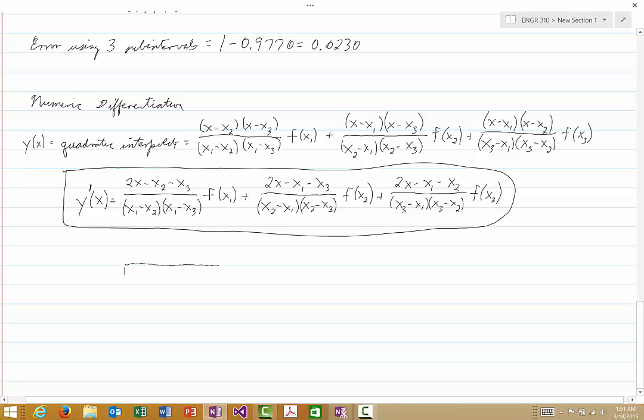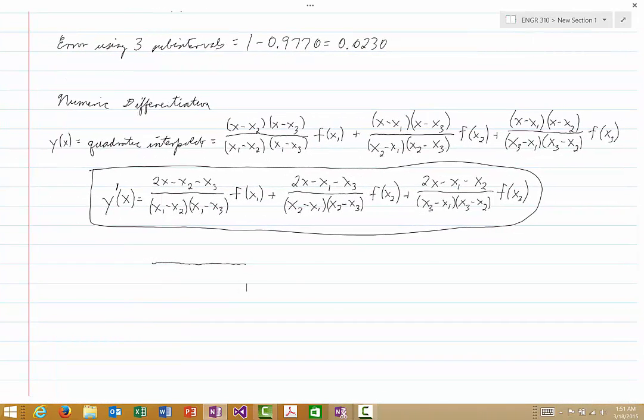Let's assume, maybe I'll do it this way. Assume x2 equals x1 plus h and x3 equals x2 plus h. So we're assuming that the points x1, x2, and x3 are equally spaced and the distance between them is h. And let's see what will happen to our formulas in that case.